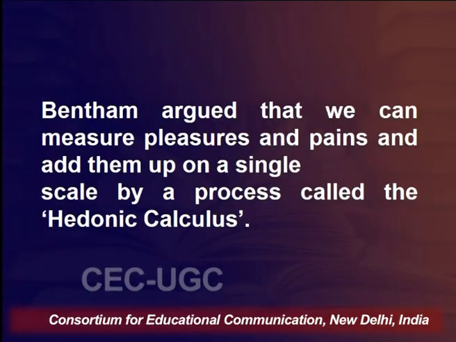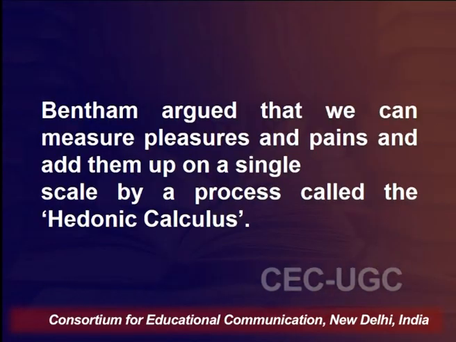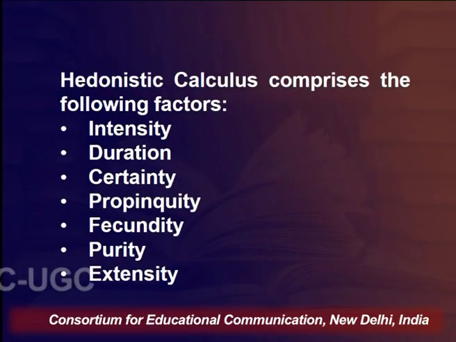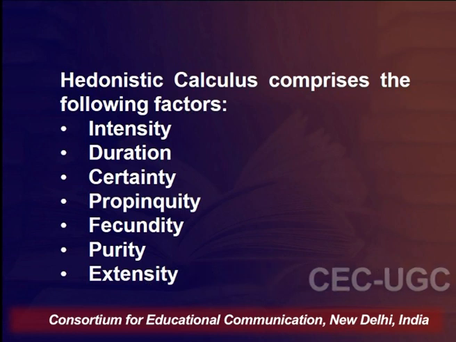Bentham argued that we can measure pleasures and pains and add them up on a single calculus. This process is called the hedonistic calculus. Now, hedonistic calculus comprises the following factors: intensity, duration, certainty, propinquity, fecundity, purity, and extensity. We should now look into these factors one by one. Intensity indicates the quantity of pleasure. How much pleasure? It can actually be quantified, according to Bentham.